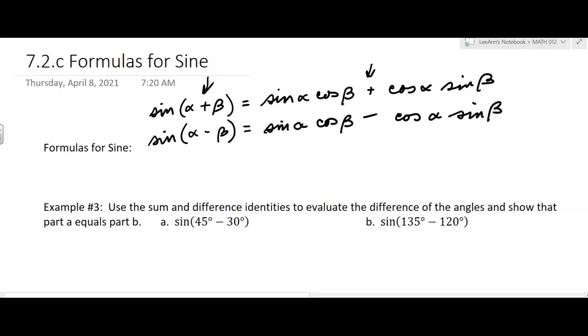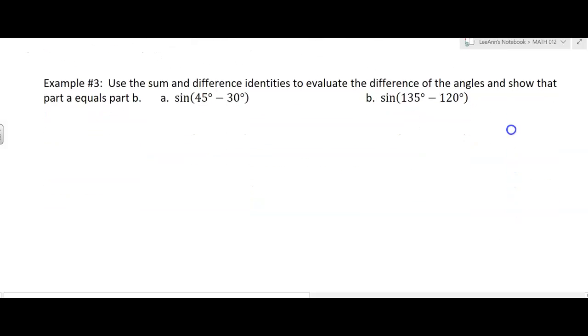Now, there could be other ways to write it, because multiplication's commutative, addition's commutative, but it's better to be consistent. And notice that they put the alpha one first and then the beta one, alpha first, then beta. That's just for consistency, and I recommend following it that way. Okay, so now we have an example.